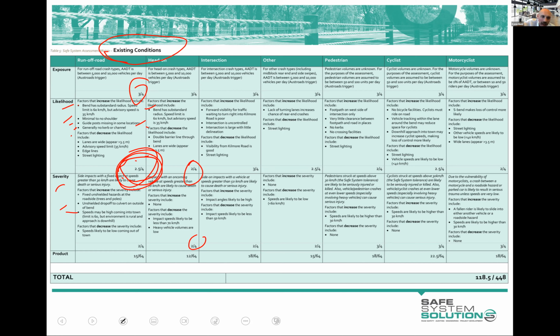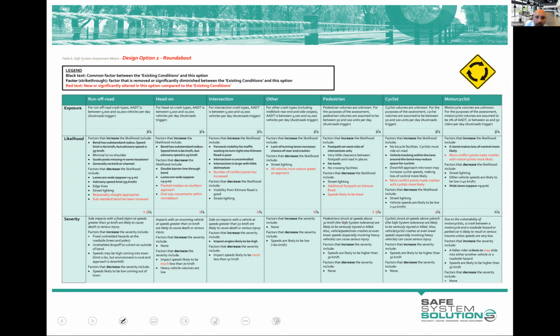I'll just do 2.5. Anyway, so you can see dot points, and it's what factors increase the likelihood of crash and decrease the likelihood of crash, increase the severity of crash, decrease the severity of crash. And so you plug all of that in there and you get your score. And then what you do is you copy your completed existing conditions matrix and you paste it. And you label it design option. And then roundabout, you can put a symbol if you want. I just do that to make it clear which one we're talking about.